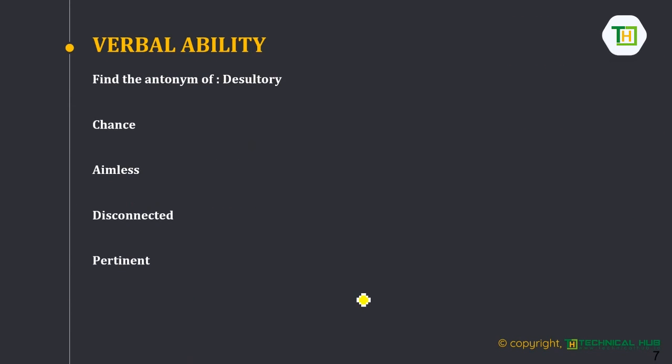Find the antonym of desultory. Now, what do you mean by desultory? Without a plan, we say. Without a plan is aimless, so this is wrong. Disconnected is completely a mistake. You cannot use it at all. Taking a chance, no. Pertinent is the right answer. That means pertinent means well organized.